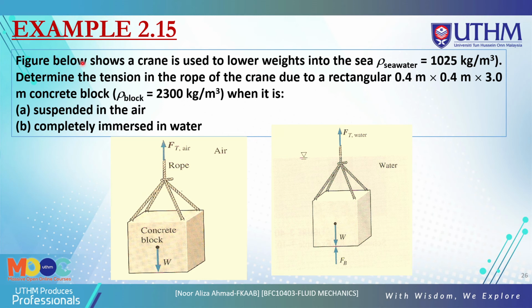The figure below shows a crane used to lower a weight into the sea with the density of water. Determine the tension of the rope of the crane due to the rectangular block, and this is the volume here, when it is suspended in the air and when it is completely immersed in water. So you must find the tension. This is suspended in the air, and this is completely immersed in water.